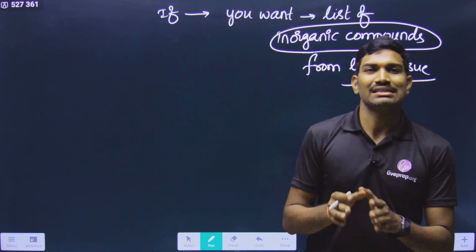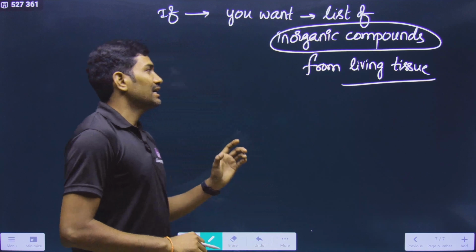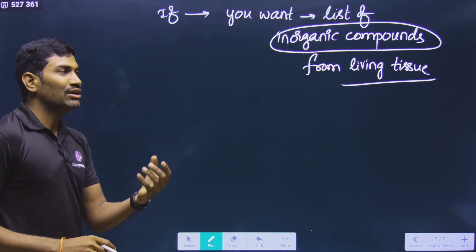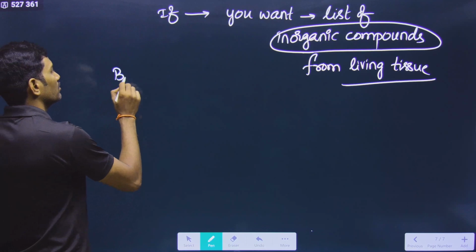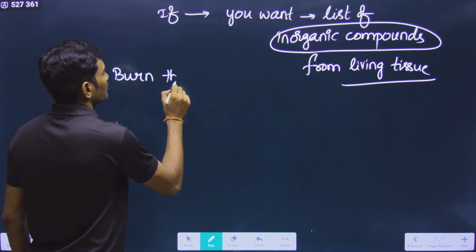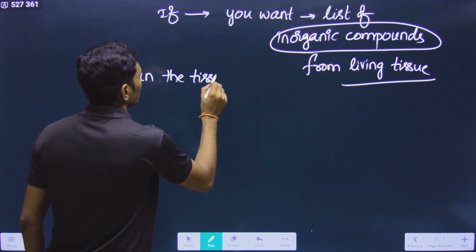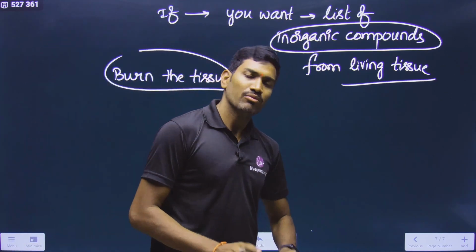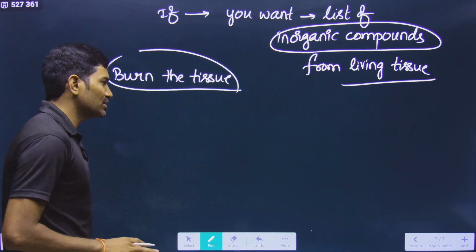For this, in the NCERT they have very clearly mentioned, here we are using a destructive experiment. Whatever tissue we are taking, we need to burn the tissue. But what is the procedure here? Are you directly burning this? No. You need to go for burning, but what is the procedure here?